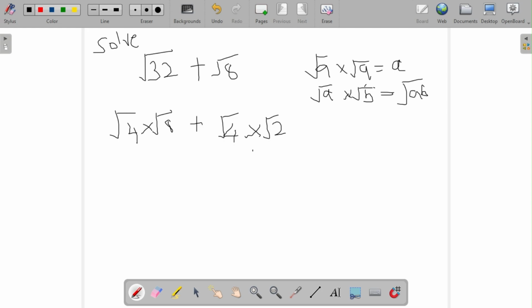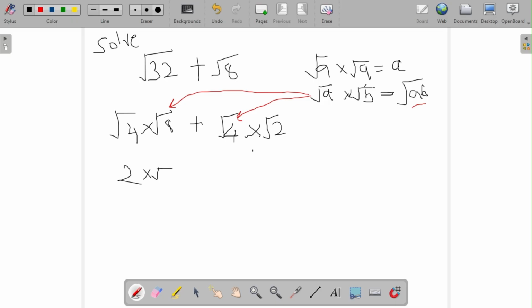Remember, the splitting I did here relates to this second law I just wrote. I told you that root A times root B gives you root AB, and the same thing is applicable here. Root 4 times root 2 gives you what? Root 8. Now, what's the square root of 4? The square root of 4 is 2, so it's 2 times root 8.